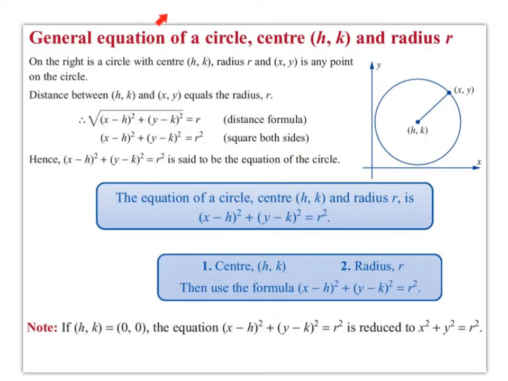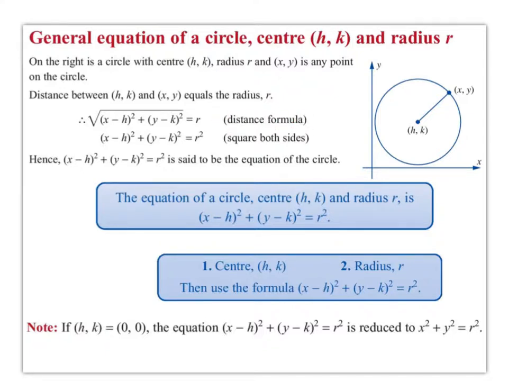General equation of a circle, centre (h, k) and radius r. On the right is a circle with centre (h, k), radius r, and (x, y) is any point on the circle. The centre is (h, k), so it's not (0, 0), it's not the origin. The distance between (h, k) and (x, y) equals the radius r. Using the distance formula with these two points, labelled (x1, y1) and (x2, y2), we have the square root of (x - h) squared plus (y - k) squared equals r, standing for the radius.